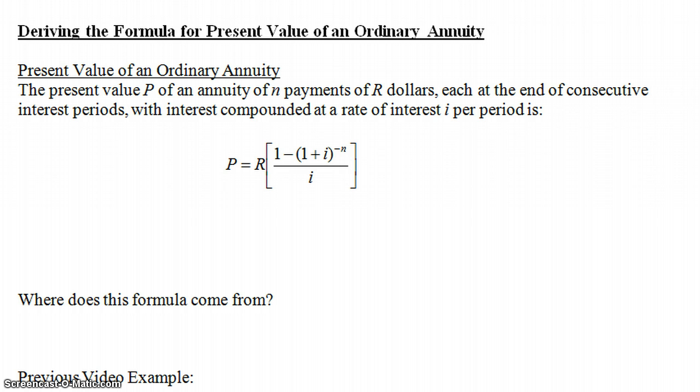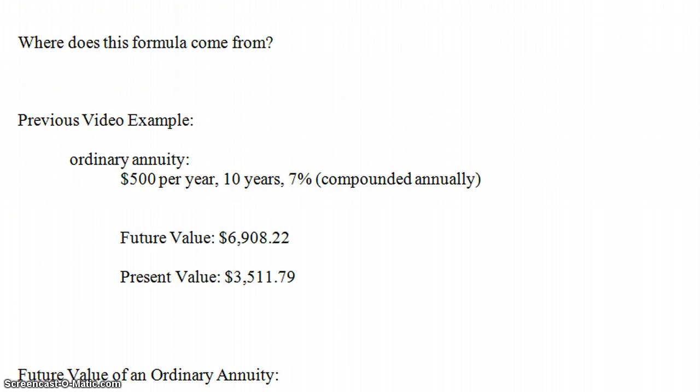Okay, so it says the present value P of an annuity of N payments of R dollars, each at the end of consecutive interest periods, with interest compounded at a rate of interest I per period, is given by this formula. Now I could just give you this formula and you could do all the problems based on this formula, but it's nice to know where the formulas come from. Okay, so let me remind you our example from the previous video.